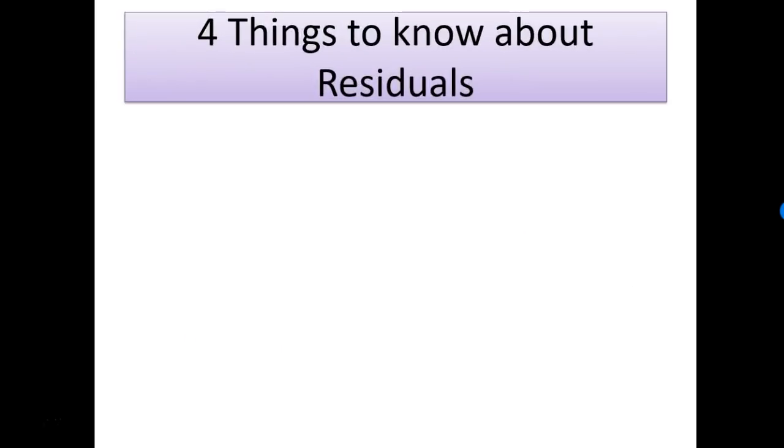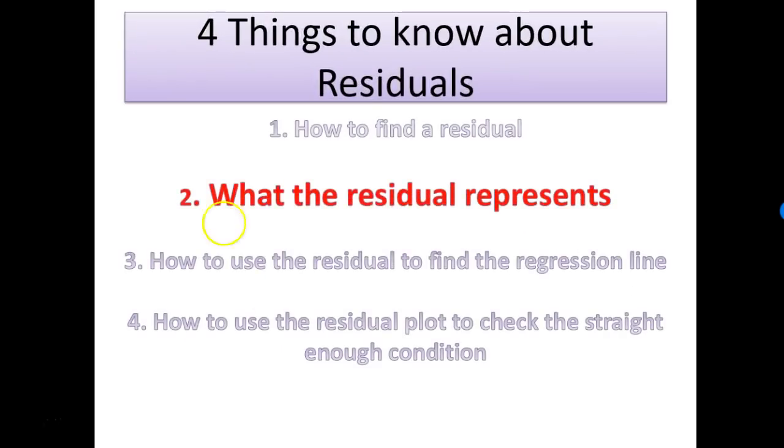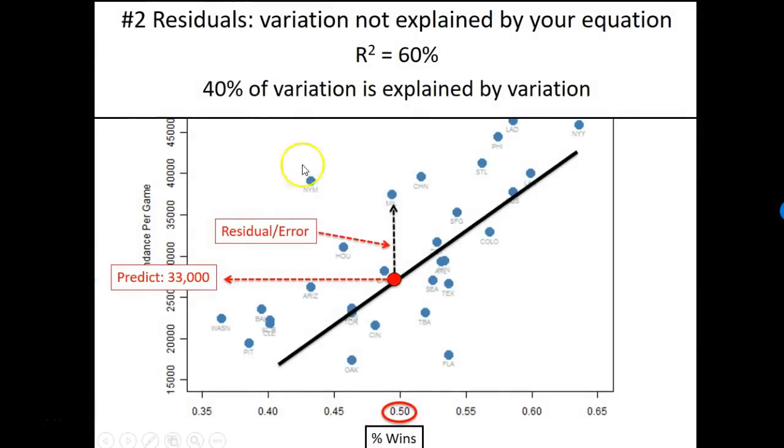All right, so that's our first thing we need to know. Now let's go to the second thing, what that residual represents in the big picture. So if we go back to this baseball example, we know all the residuals, and what they're telling us is that if we looked at the equation that we put in here for this trend line, and we figured out our R squared, say it was 60%. That 60% tells us that 60% of the change in attendance per game is a result of the change in the percent of wins. Awesome, 60%. But there's another percent we don't know.